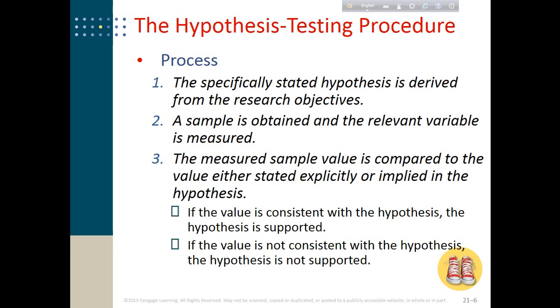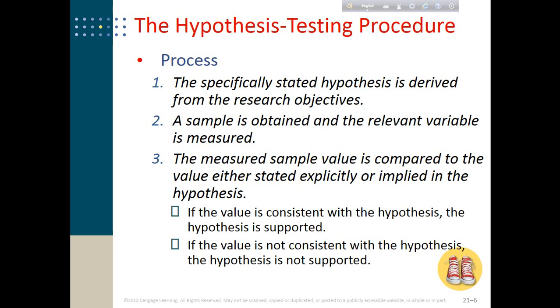So that's a hypothesis. Once the hypothesis is written, we need to select a sample and determine what variables need to be measured. For example, for the hypothesis that there is a positive relationship between customer satisfaction and brand loyalty, we need to collect data on customer satisfaction and on brand loyalty.